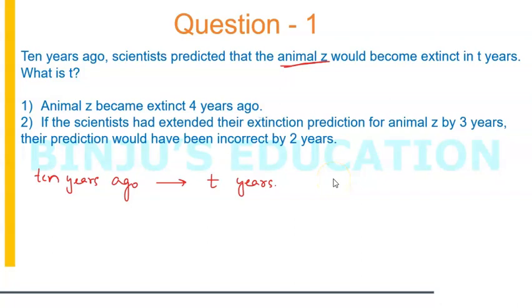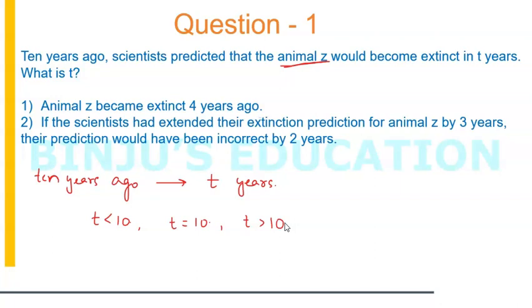Now there are two possible cases which I can think of, or effectively three possible cases. One is when the value of T is less than 10, so the animal had become extinct in the past itself. Another scenario is when T is equal to 10. In that case, this animal Z would become extinct in the very year that we are talking about, or when the author has written the statement. And the third possibility is when T is greater than 10. In that case, we'll say that it is yet to become extinct. These are the three possibilities that can happen if we talk about T in terms of 10.